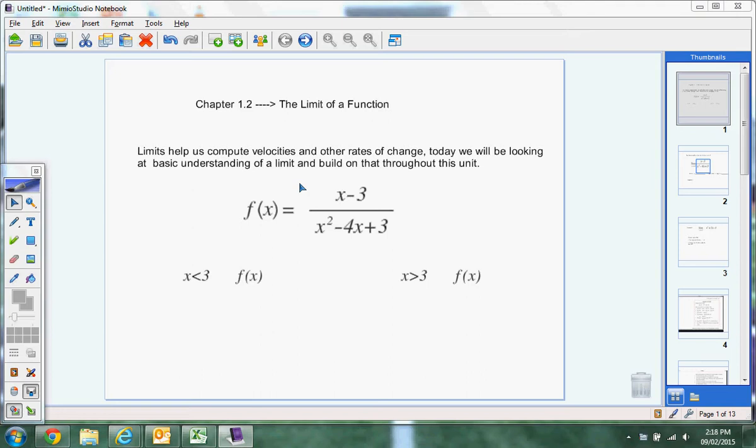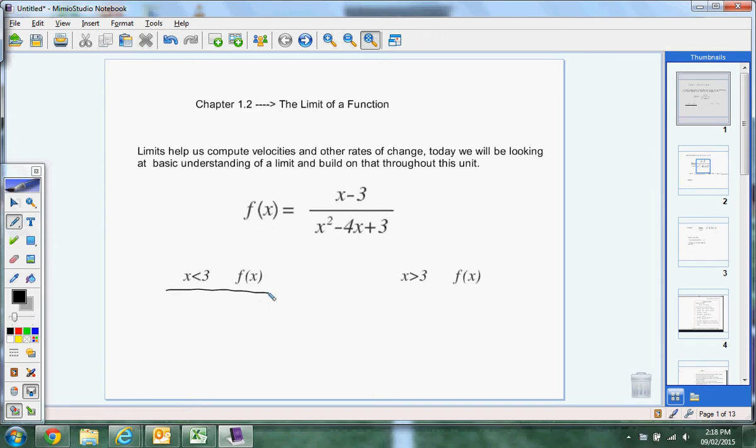So before we get into the actual limit part, we're just going to look at this function, okay? And we're going to check out what this function is doing right before 3 and then right after 3, okay? So the limit is what it's doing at that point. Now, it may not be defined at that point, but it may be approaching a number that we can call its limit. Okay, so for example, I'm just going to fill out this chart real quick.